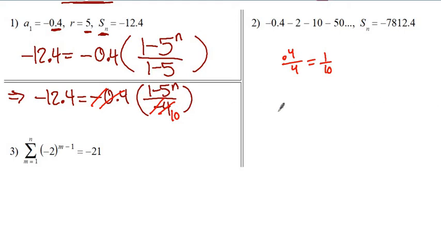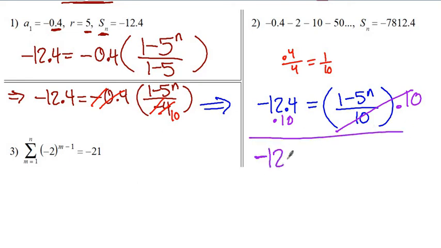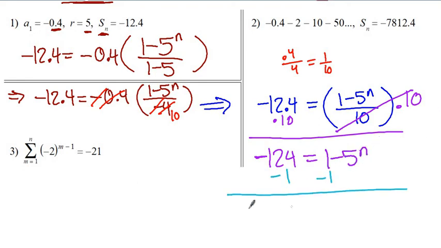Now how do we cancel out that 10? Let me rewrite this expression so it's a little bit neater. So we have equals 1 minus 5 to the n over 10. How can we cancel out the 10? It's being divided by 10, so we can multiply by 10 on both sides. Negative 12.4 times 10 is negative 124. That's equal to 1 minus 5 to the n. Now what we need to do is subtract 1 from both sides. We get negative 125 equals negative 5 to the n.